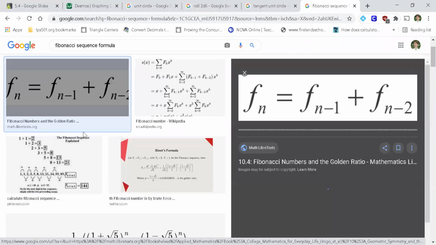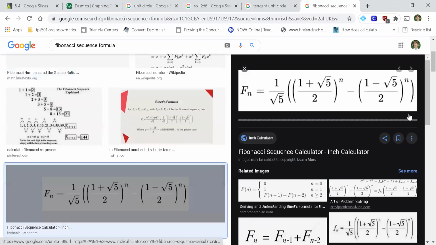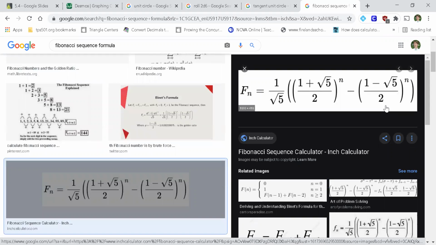Okay, so this is the generating formula. F of n is equal to the last 2 numbers, right? But if I want the one without that, it's this: 1 over the square root of 5 times the quantity of 1 plus the square root of 5 over 2 to the nth power, minus the quantity of 1 minus the square root of 5 over 2 to the nth power.